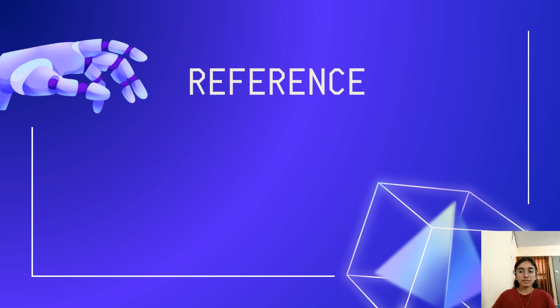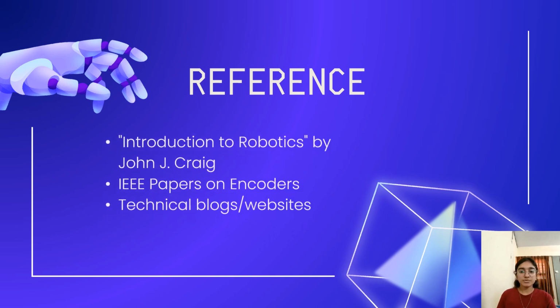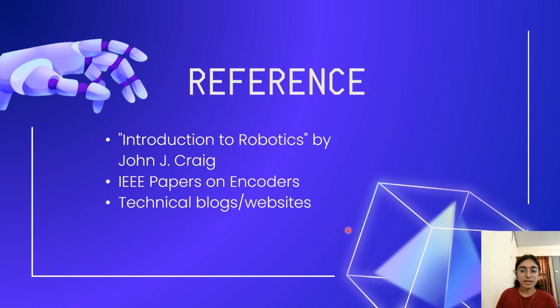Now, the references. Here are some sources we used. Introduction to Robotics by John J. Craig, IEEE papers on encoders, technical blogs, and websites.